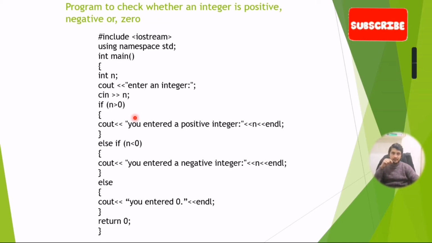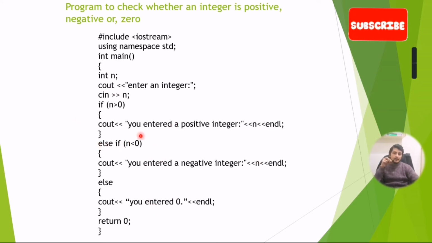If the number is positive, first it will read line by line. Okay, it will read cout enter an integer, this line will be printed on the output screen. Then you will put in an integer, any integer. Try to understand the hierarchy from this block of code, how the if else condition works. So if n is greater than 0, then you entered a positive number will be printed, and all the remaining statements will be skipped.